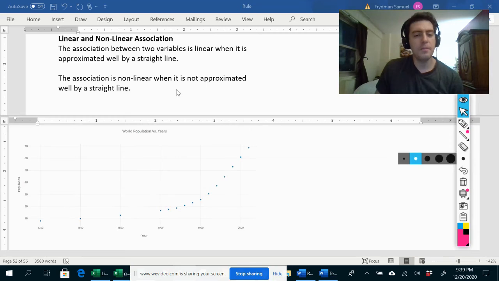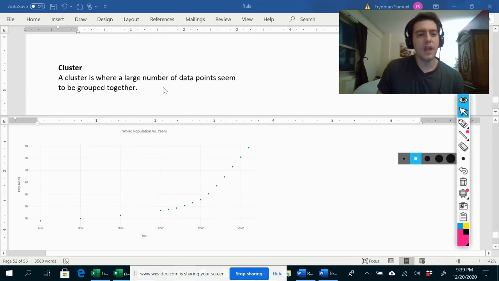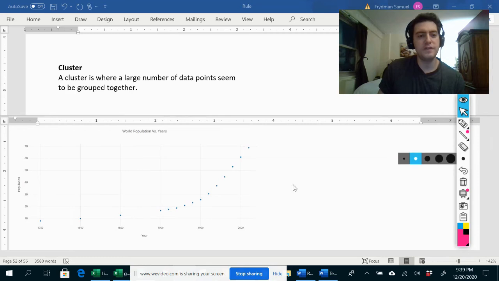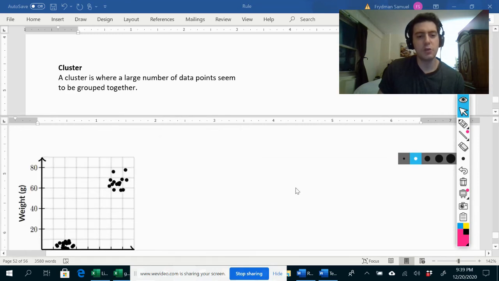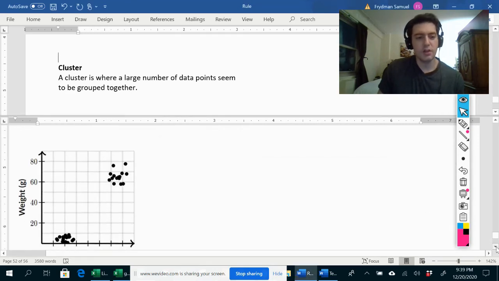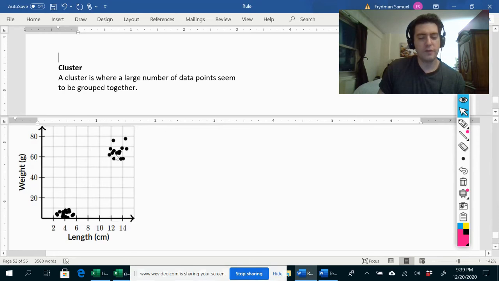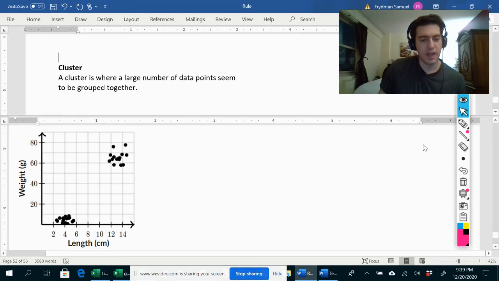Okay, so moving right along, a cluster. A cluster is where a large number of data points seem to be grouped together. So let's take a look at this graph, which I took from Khan Academy. They had a good example there.